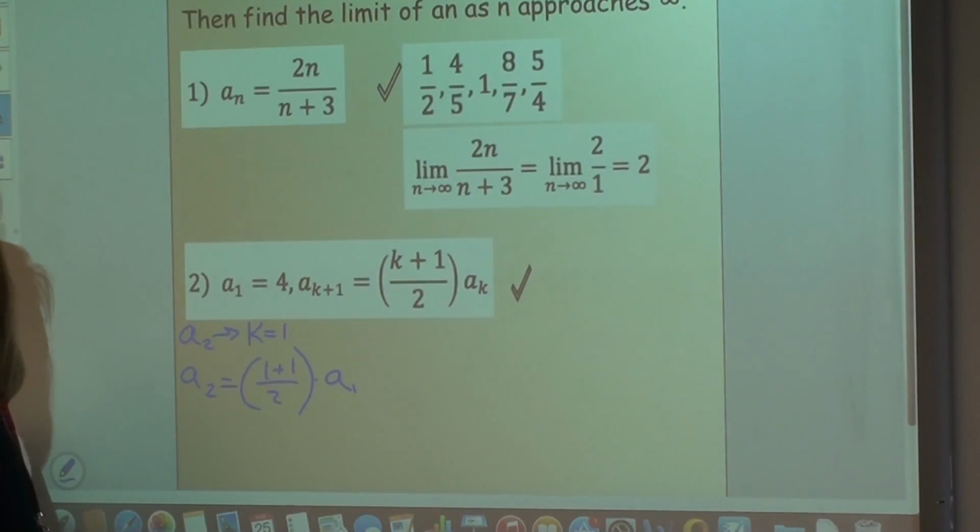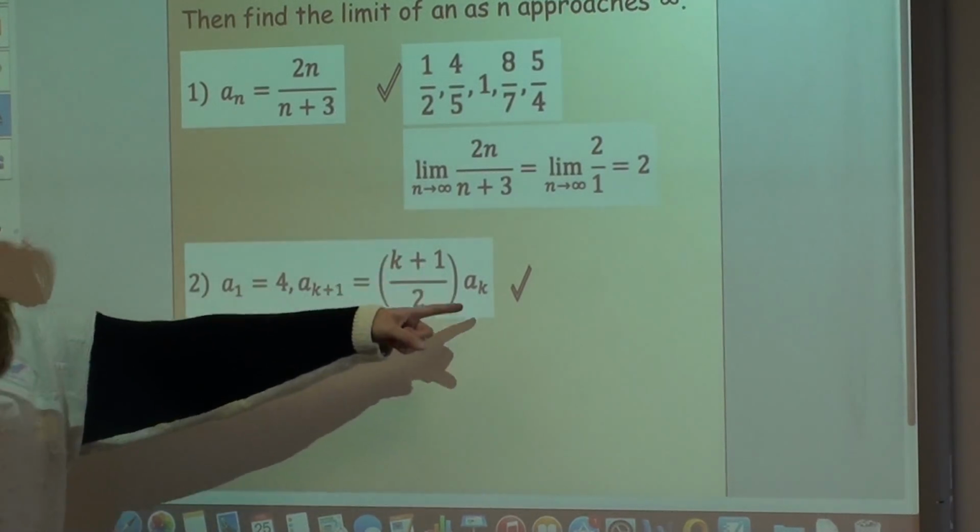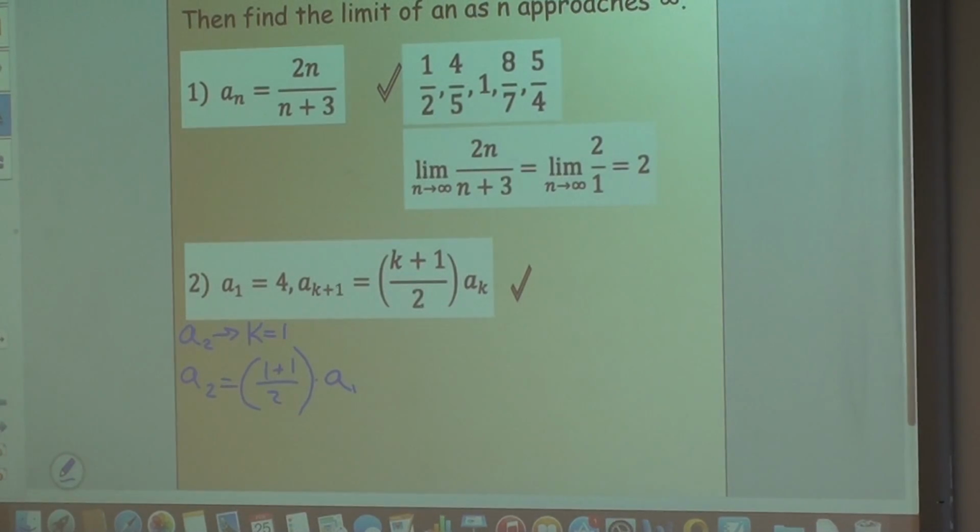Why don't they just do a of k equals k over 2 times a of k minus 1? Oh, there are so many ways to approach these, right? Or you could do a of k minus 1 equals k minus 1 over 2 times a of k minus 2. Sure, you could do that. You could rewrite this with a k and then a k minus 1, and then you could plug in a 2 when you want the second term. Exactly. It'd be the same thing numerically.